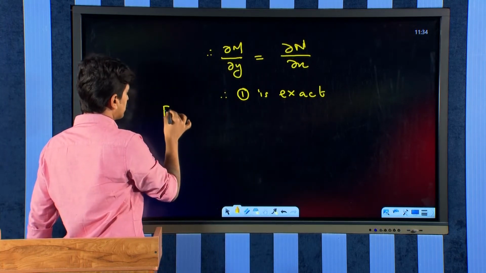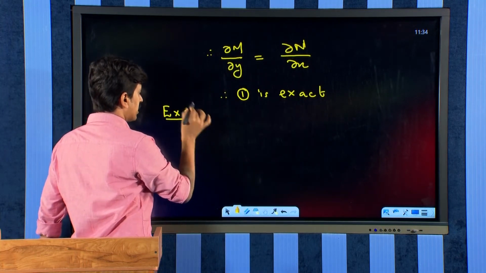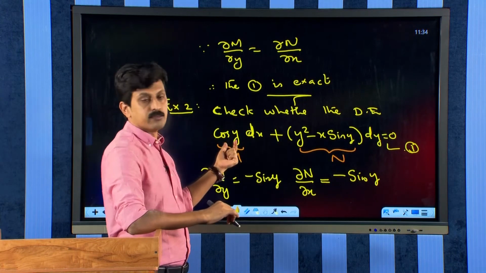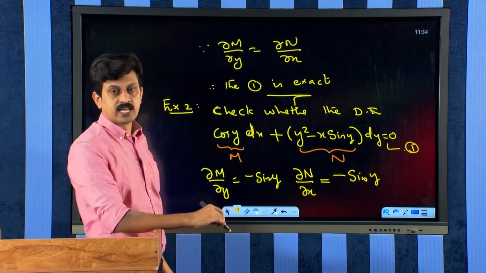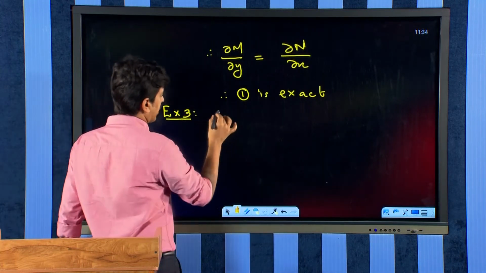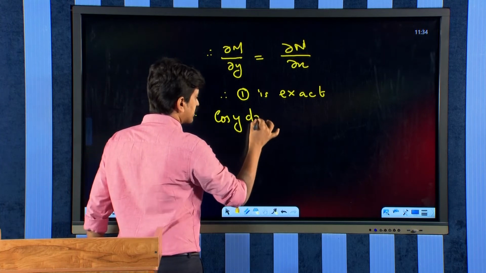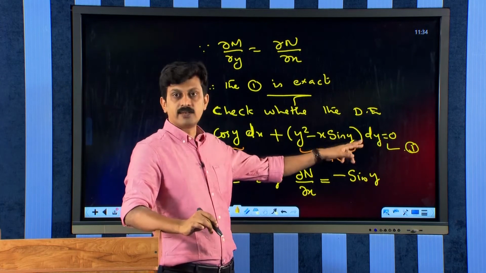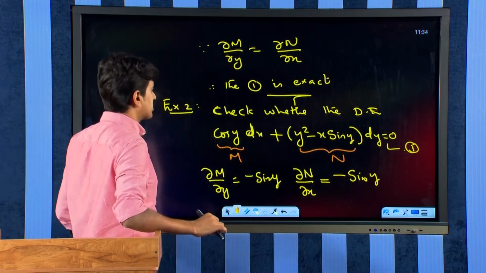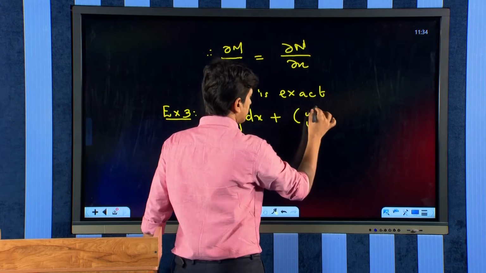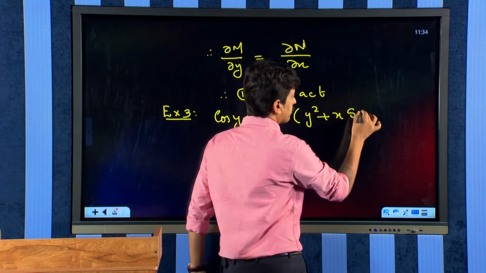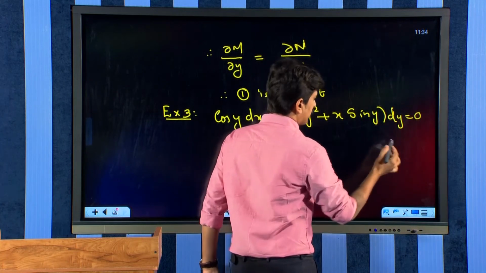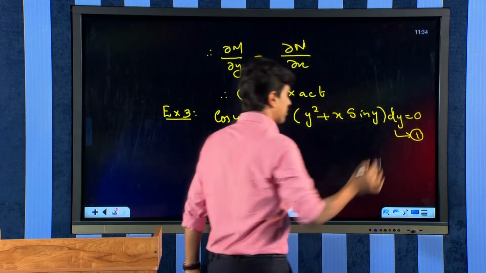I would like to move to example 3, that is, we can again move back to example 2. Here we have cos y dx, and I would like to write cos y dx plus (y square minus x sin y) dy. So, I would like to write (sin y square plus x sin y) dy is equal to 0. This is equation number 1.